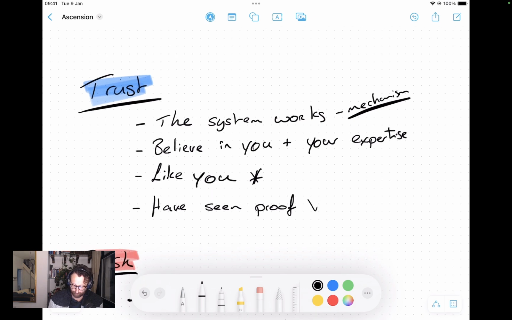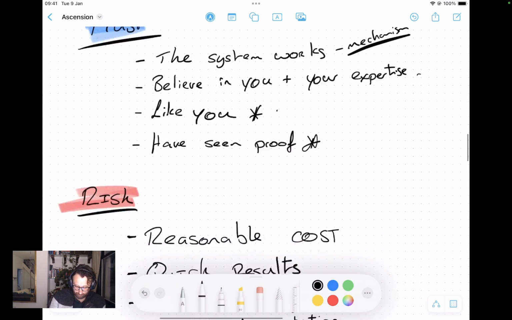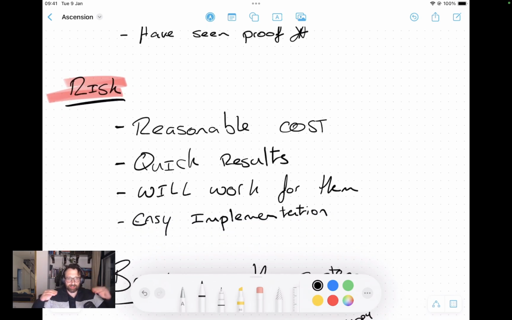And then proof. It's all good saying that you have a system, that you have expertise, and that you're a likable person, but proof goes beyond that. To build more trust, you need to show that it's working for other people too. And when you increase these, you inherently lower the risk, but there are some other things as well. And these are just guidelines in each camp. As you lower risk, trust increases. As you increase trust, perceived risk decreases. So they all meld together.